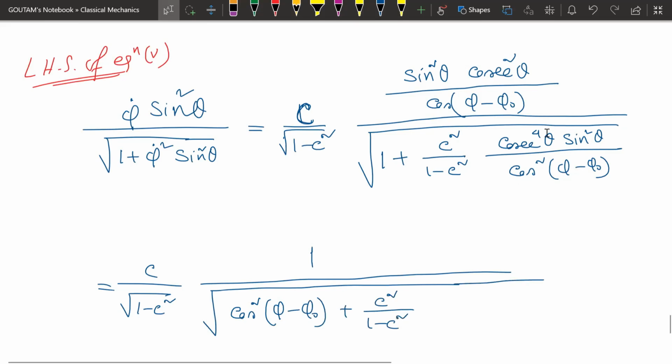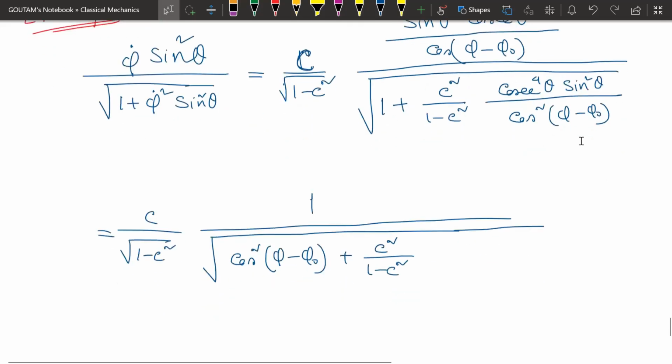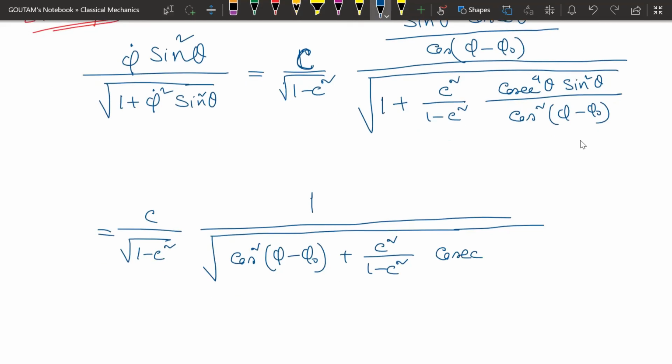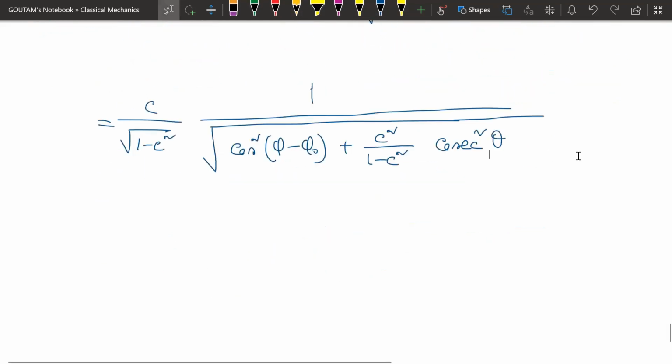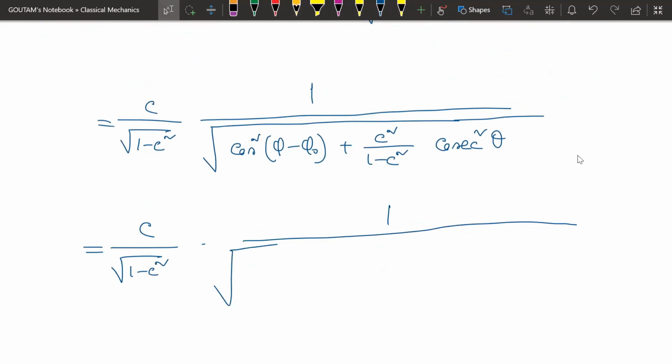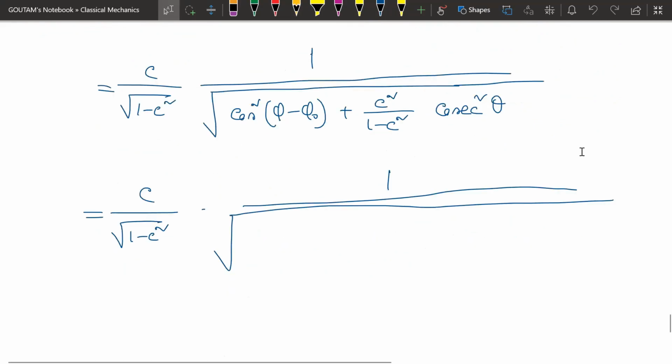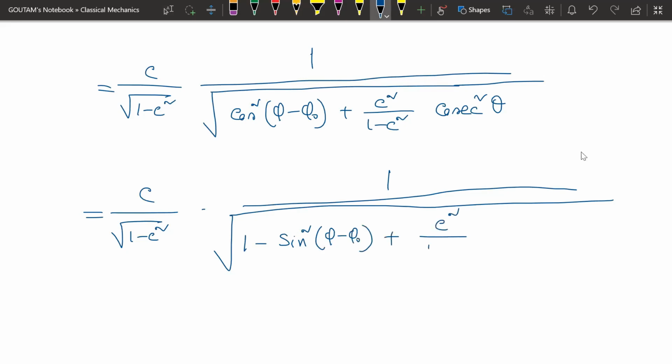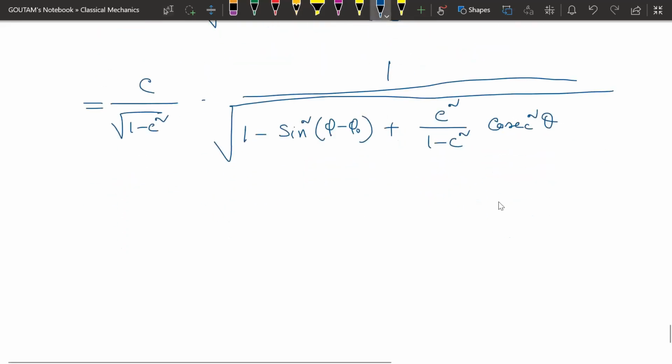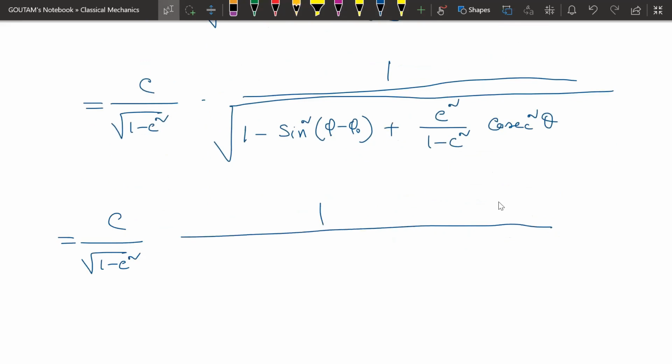Again, cosec to the power 4 theta times sine square theta will be cosec square theta. It equals c root under 1 minus c square times 1 by root under, and this cos square phi minus phi dot can be written as 1 minus sine square phi minus phi dot plus c square by 1 minus c square cosec square theta, equals c by root under 1 minus c square times 1 by root under.